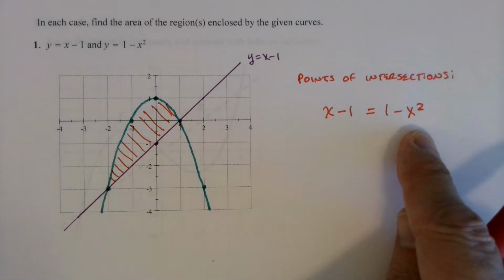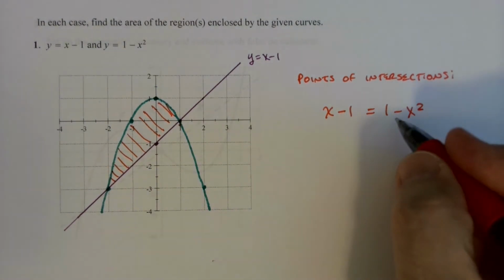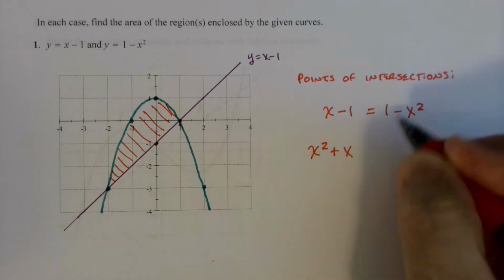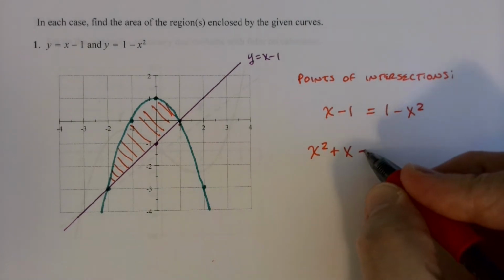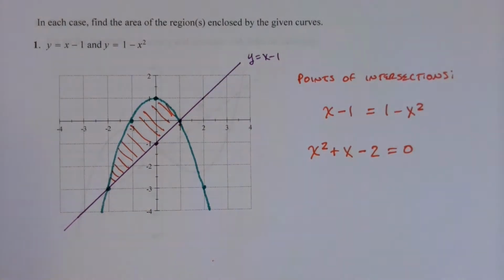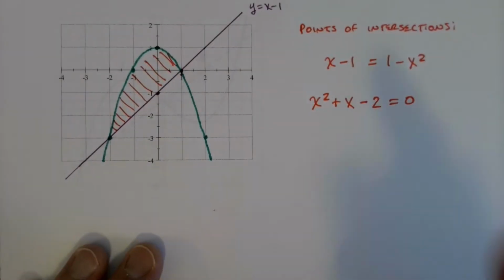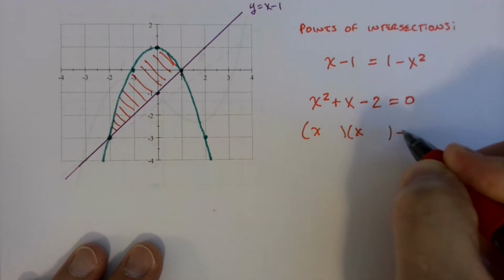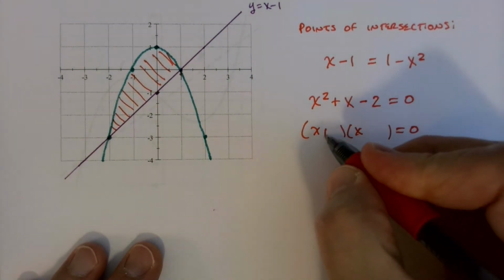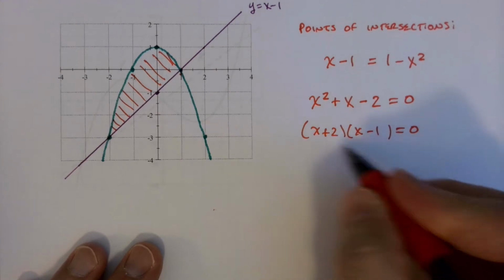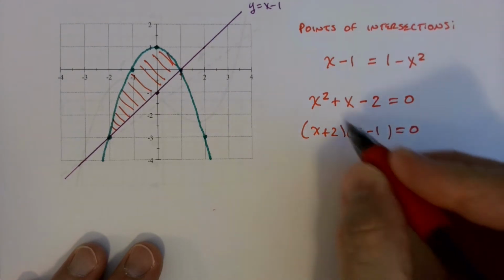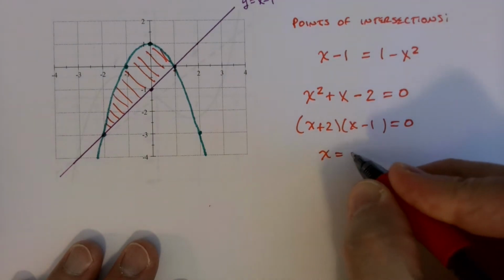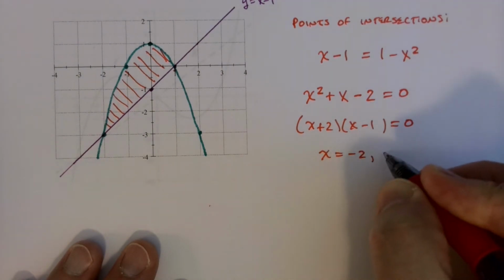This is a quadratic equation. Set it equal to 0 by adding x squared plus x. Subtracting 1 from negative 1 is negative 2. And then can I factor this over here? Sure, this factors as x plus 2 times x minus 1, right? Product is negative 2, and outer and inner add up to positive 1x. And so clearly we see that the points of intersection are when x is negative 2 or 1.